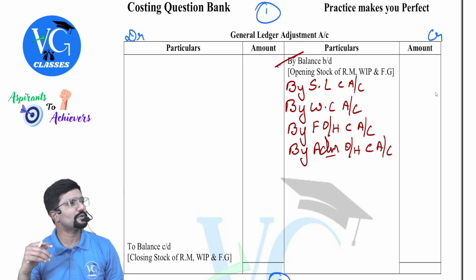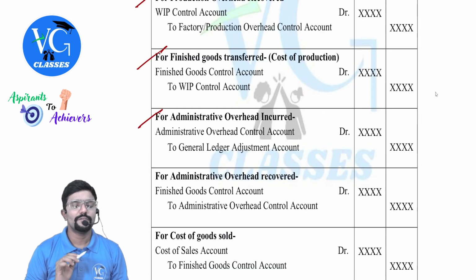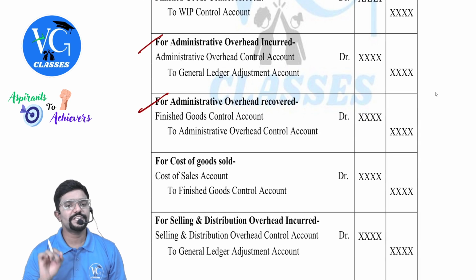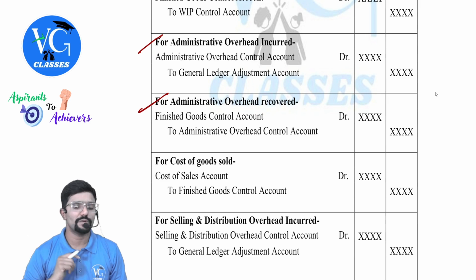Once we have incurred, we have to absorb it. Yes, administrative overhead absorbed will go to which account? Finished goods control account. So, finished goods control account to administrative overhead control account.